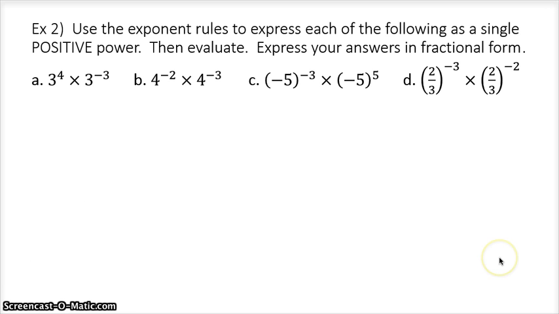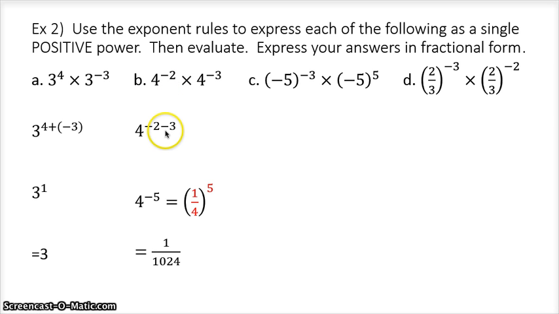All right, so I want you to pause the video, use your exponent laws, and then come back. All right. So, coming back now, we see that we have multiplication, so we add the exponents. So 4 plus negative 3 is going to end up giving you 3 to the 1, which is just 3. Next, same base, multiplication, so we add the exponents. So negative 2 plus negative 3 gives you negative 5. 4 to the negative 5. We'll flip the 4 to be 1 over 4 to the positive 5, and then 1 to the 5th over 4 to the 5th gives you 1 over 1024.